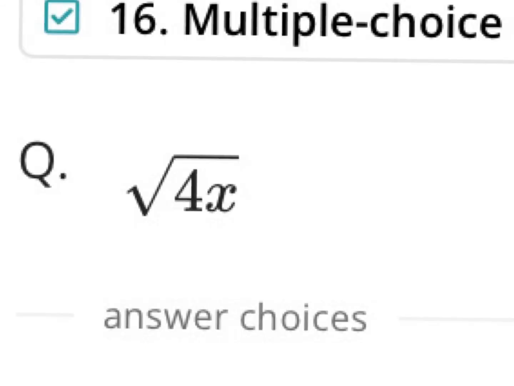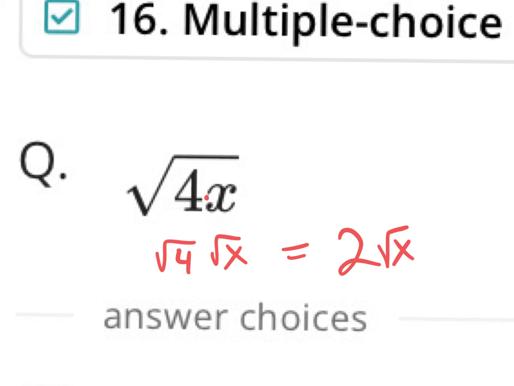What do you guys think the answer is to this one? 2x, right? You really have 4 times x, so you split the root. You could do the square root of 4. That's the nice answer, 2. You can't do the square root of x, so you just leave it. So 2 square root of x. Not 2x, but 2 square root of x.